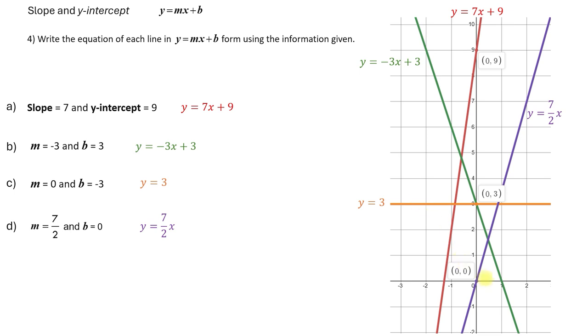And D, y equals 7/2 x, it has a slope of 7/2, but there is no b value, which is why we see the y-intercept being right at the point 0, right through the origin.